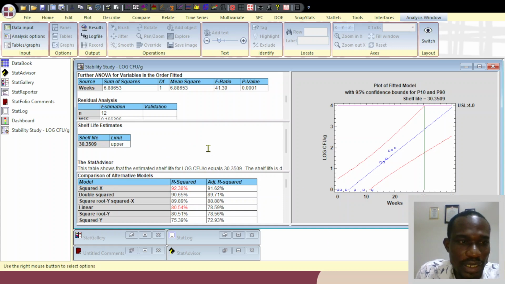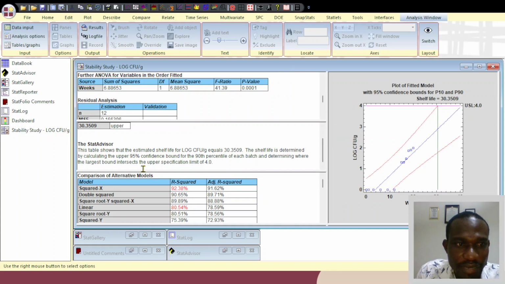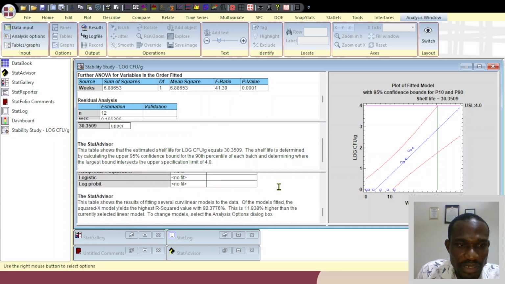So now, this is telling us that the product, this table shows that the estimated shelf life for log CFU, because I labeled it as such, equals 30.3509. The shelf life is determined by calculating the upper 95% confidence bound for the 90th percentile of each batch and determining where the largest bound intersects with the upper specification of 4.0. So these are the explanations.